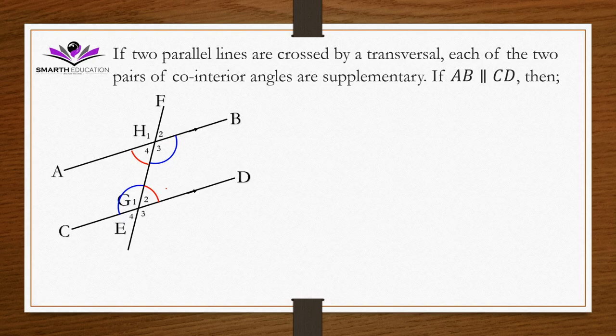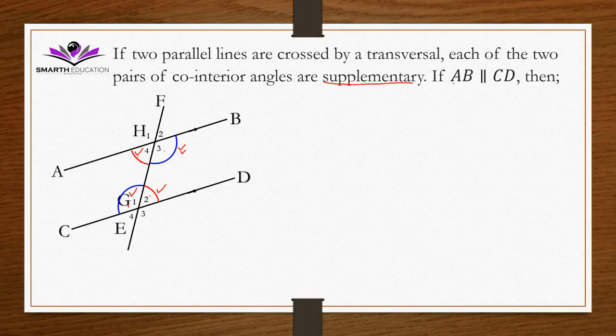Right, if two parallel lines are crossed by a transversal, each of the two pairs of co-interior angles are supplementary. So please take note, co-interior angles are not equal, they are supplementary. It means they add up to 180 degrees. So this angle here, H4 and angle G1, they add up to 180 degrees. This angle here and this angle there, they add up to 180 degrees. They are supplementary, not equal.